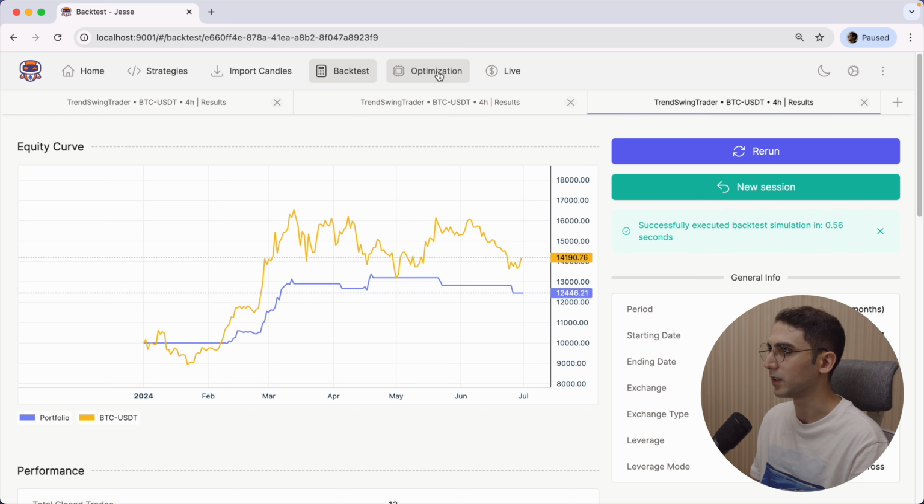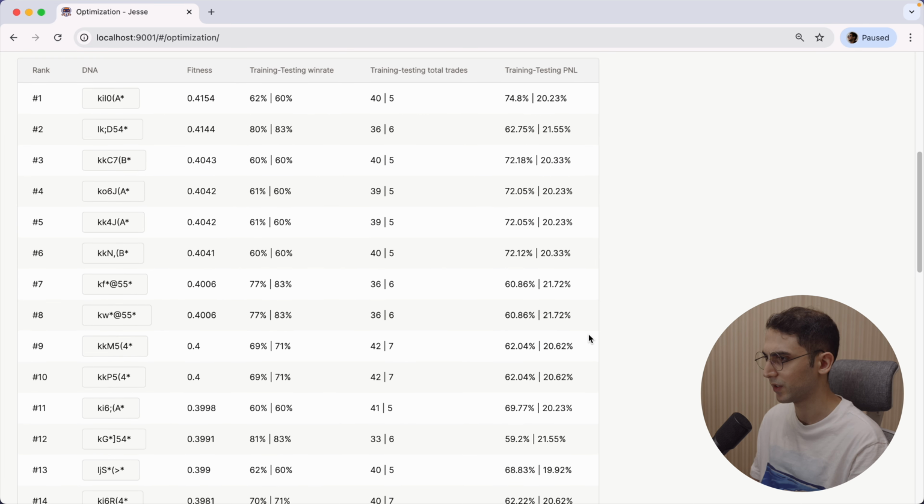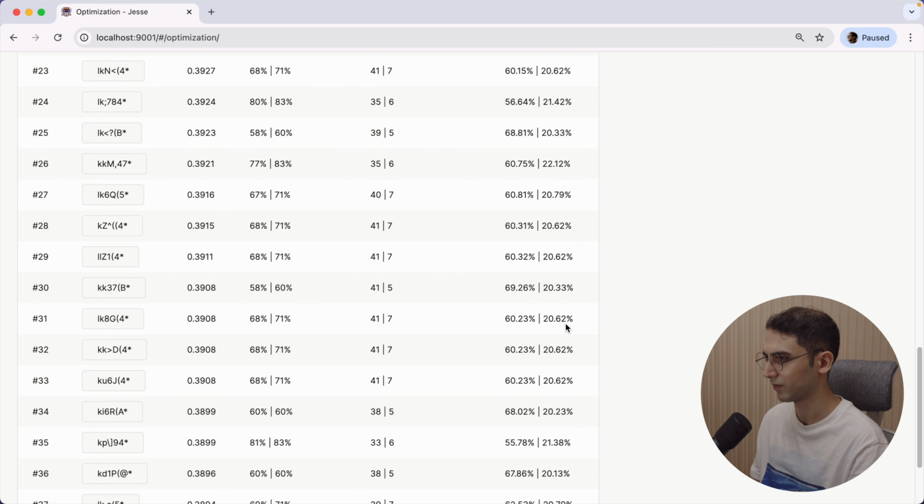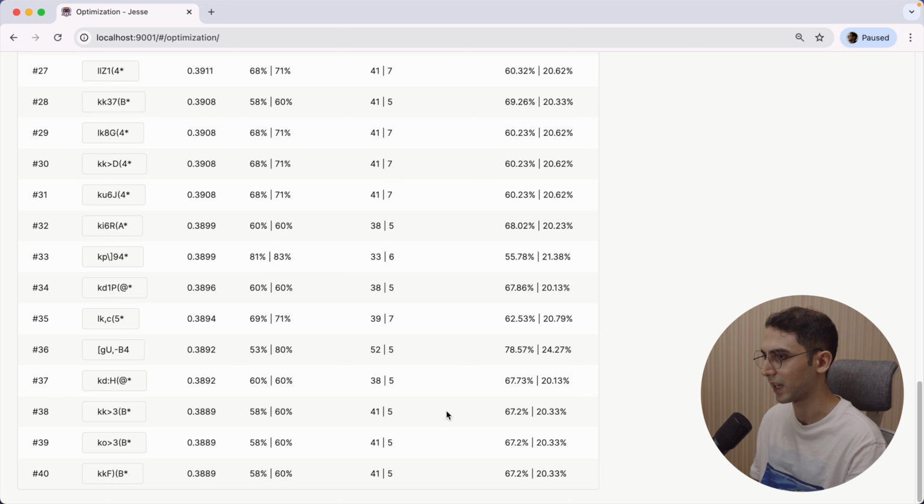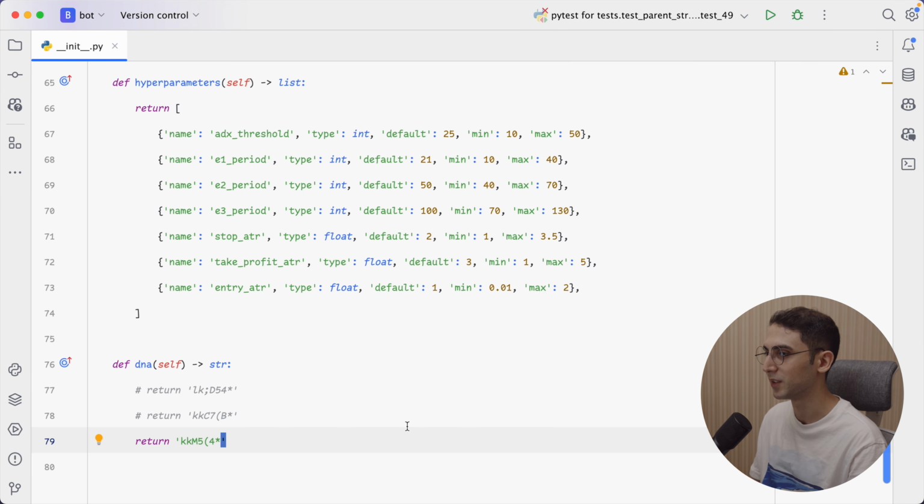Let's see if we have any more interesting ones. Okay, so look at this one. It's actually really good. The win rate of it is lower than these ones, but it is executing more trades and the P&L is actually better. Okay, so you see it jumped. That's because a new iteration of the optimization session was just done and these are the new results. But luckily I copied it before it happened. So let's move on.